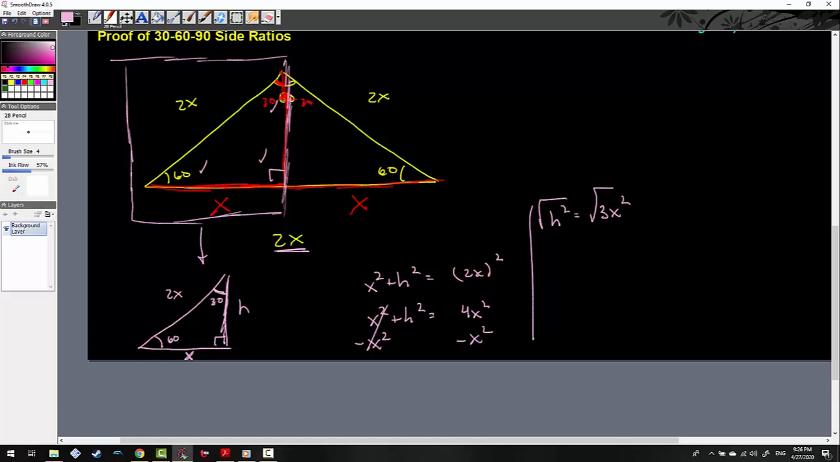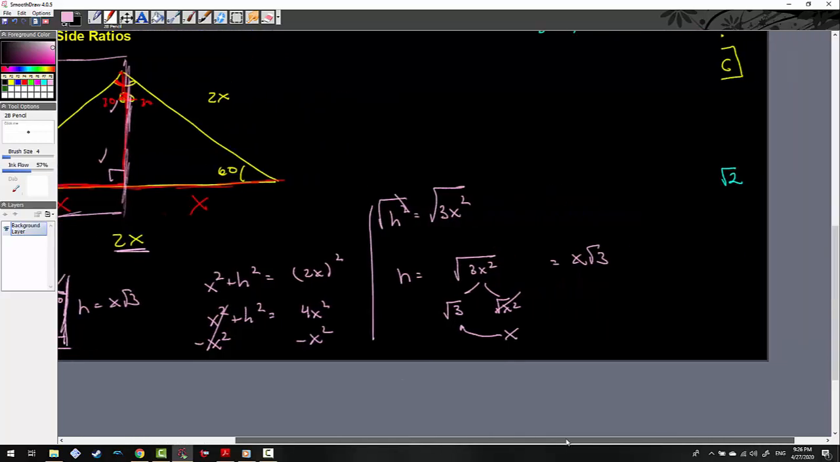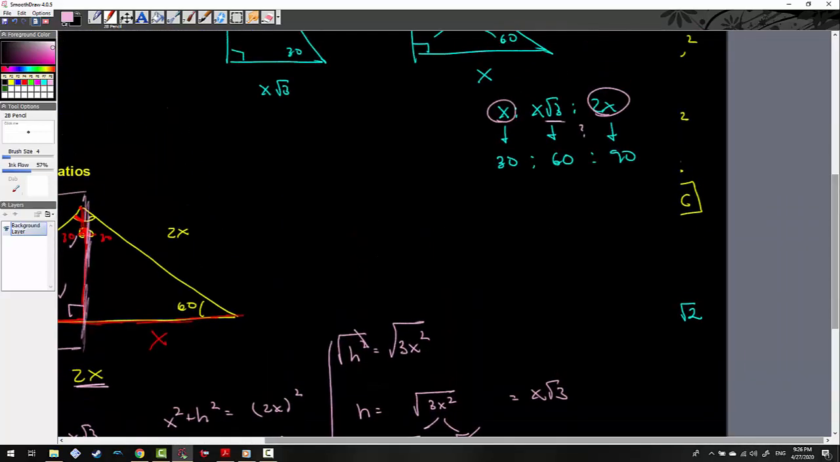And then I will square root both sides to get h finally by itself. H will equal the square root of 3x squared. So from here, how can I break him up? Well, he can be broken up into the square root of 3 times the square root of x squared. The square root of x squared is normally speaking the absolute value of x, but we're talking about length sides of a triangle, so it's just going to become straight up x, which can then be multiplied by this rad 3, becoming x rad 3, which is actually in our ratio. So that is where the x rad 3 comes from.